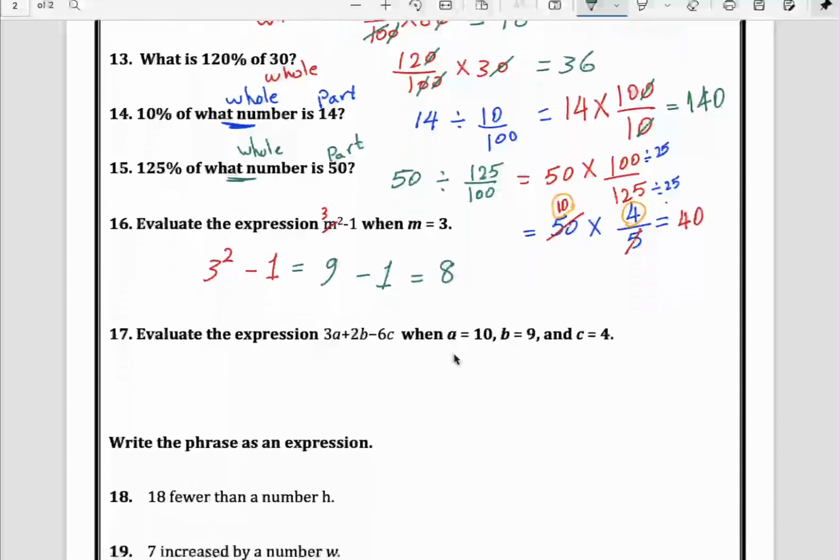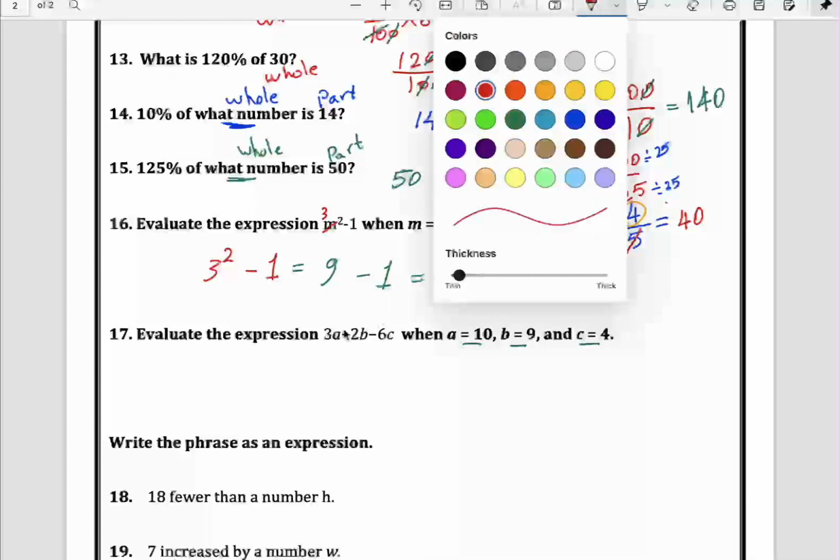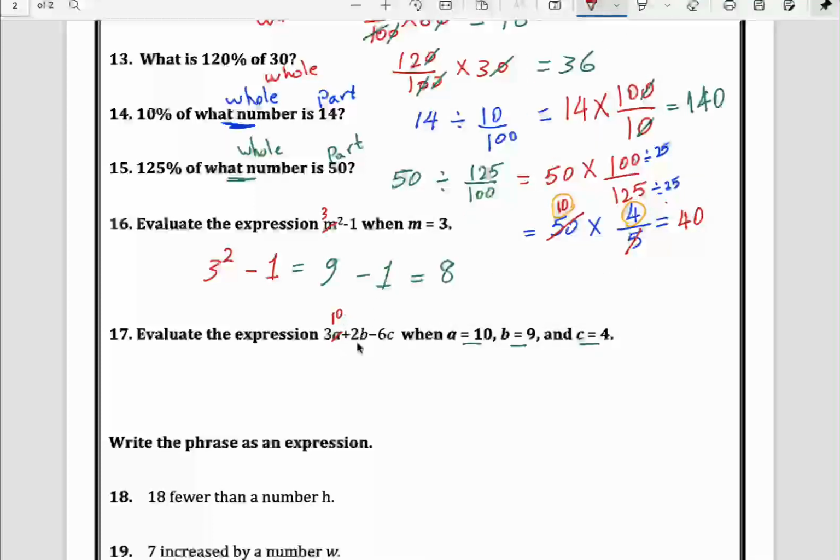In question 17, evaluate the expression 3a plus 2b minus 6c when a equals 10, b equals 9, and c equals 4. Substitute. So I will substitute 10 for a, and 9 for b, and 4 for c. So it will be 3 times 10 plus 2 times 9 minus 6 times, sorry, I said c is 4, not 6. I'm sorry.